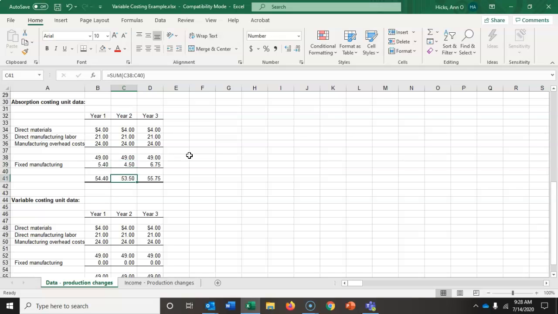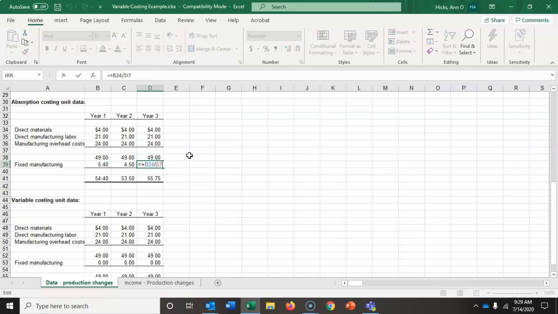And so we wind up with a per unit cost in year 2 of only $53.50. This is one of the criticisms of absorption costing and one of the pros to using variable costing and treating fixed overhead costs as if they're a period cost.